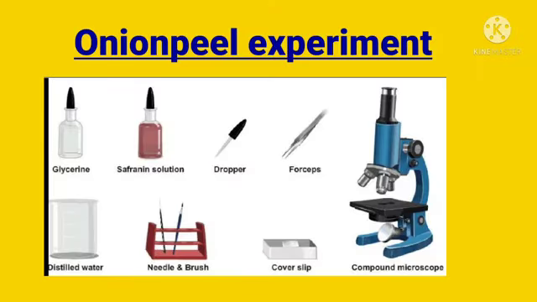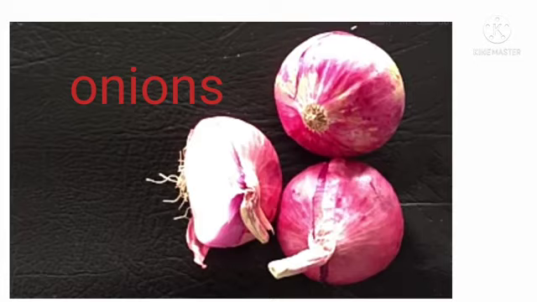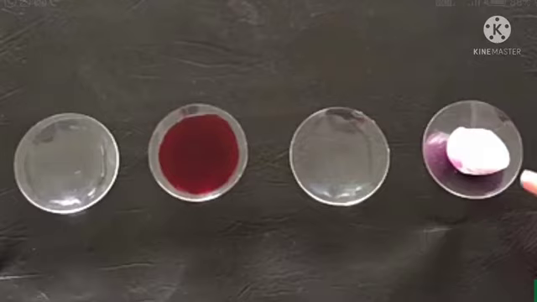Let us do an activity, children. Onion peel activity. First, objective: to prepare a stained temporary mount of an onion peel. Materials required: an onion, glass slide, watch glass, cover slip, forceps, needles, brush, blade, filter paper, safranin, glycerin, dropper, water, and compound microscope.